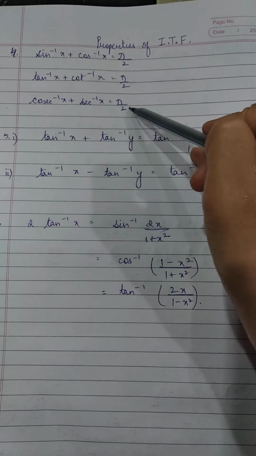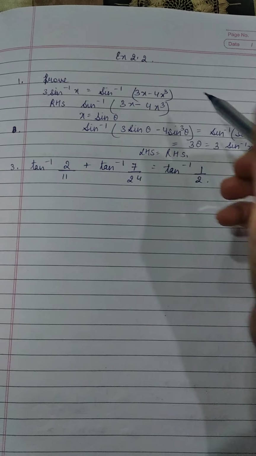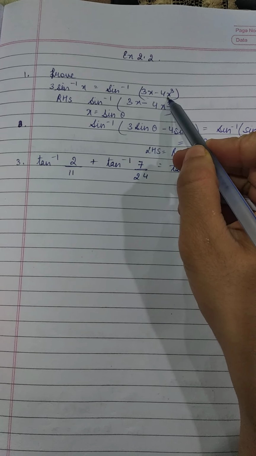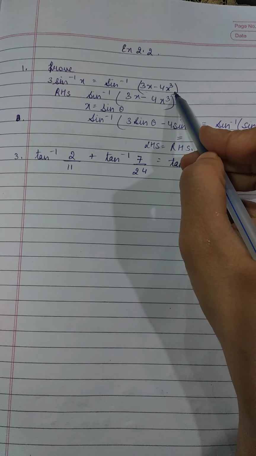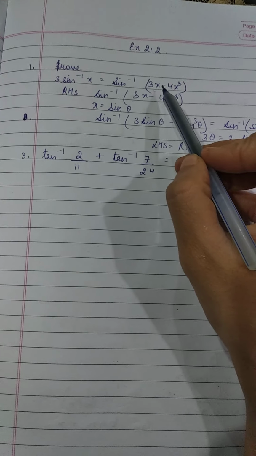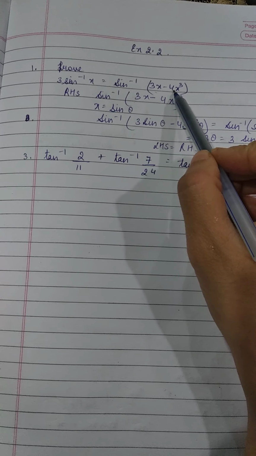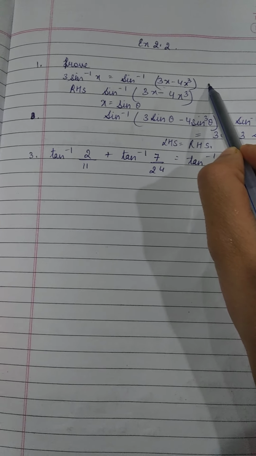We have the first question. You have to prove that 3 sine inverse x is equal to sine inverse of (3x minus 4x cube). Now, we'll be solving or proving these questions with the help of substitutions. We had done a similar formula in class 11th, right? That is, 3 sine theta minus 4 sine cube theta gives us sine 3 theta.